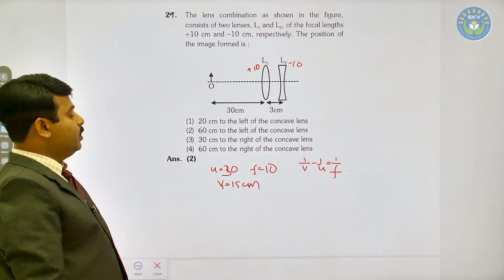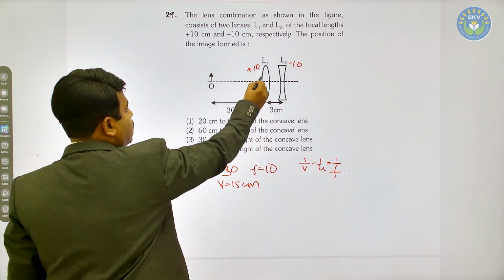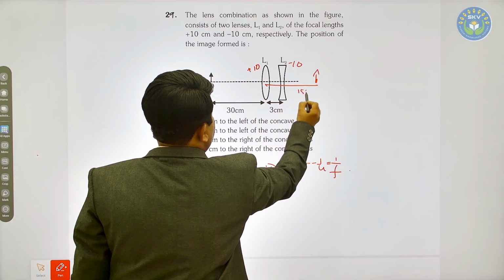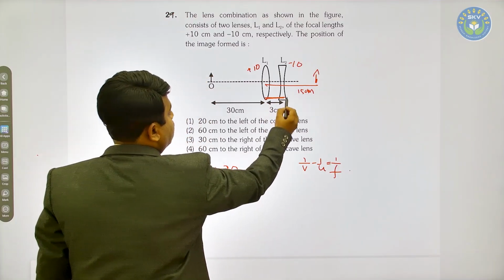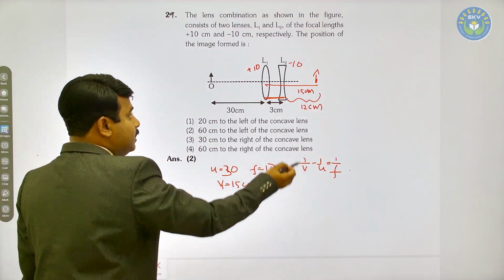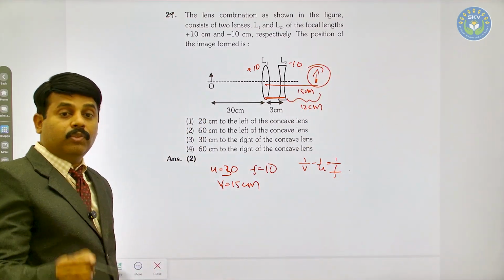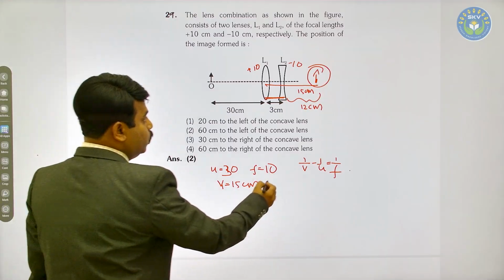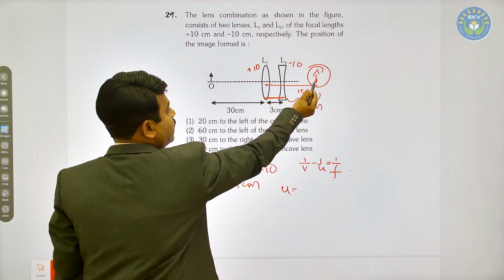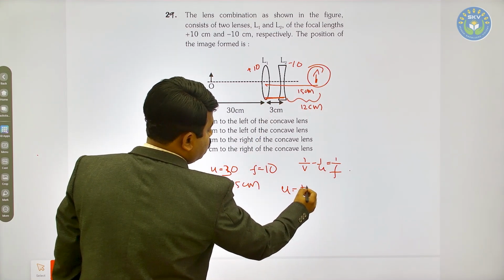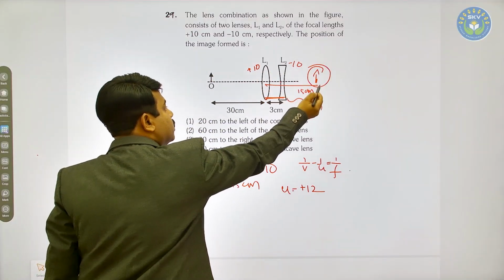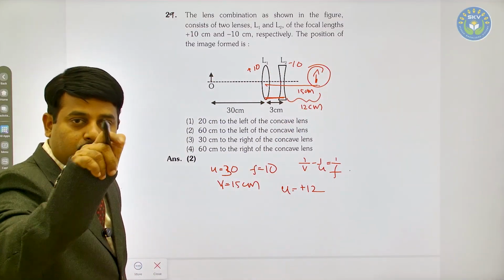So 15 centimeter means from this lens, somewhere here the image forms, that is 15 centimeter. But this distance is 3 centimeter. What is this distance from the concave lens? 12 centimeter. This image acts as an object for this concave lens. Then what is the new u? So next step u is this 12 only. This acts as an object, but it is plus 12 only. Why? Because the ray is going in this direction, we are measuring object distance in the same direction only. So that is positive, right?